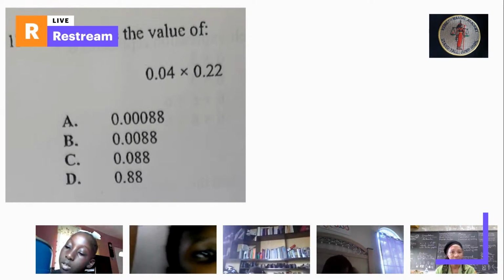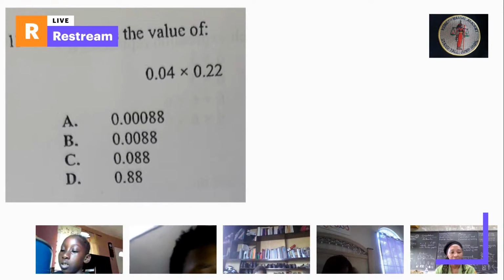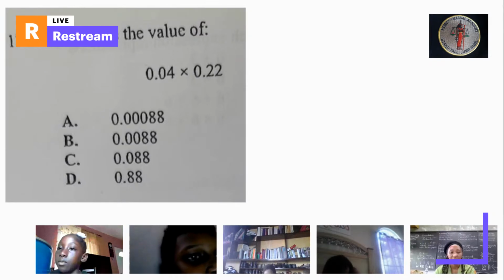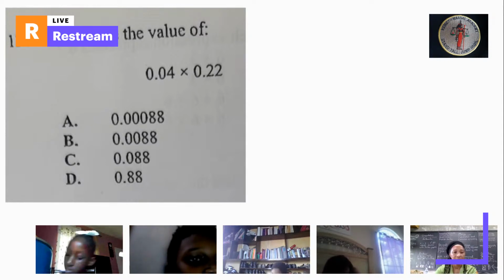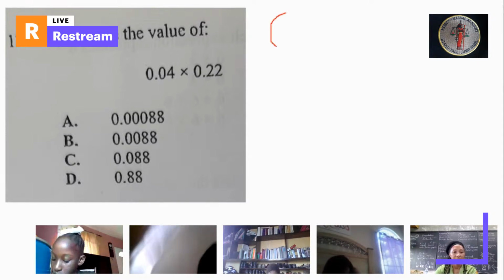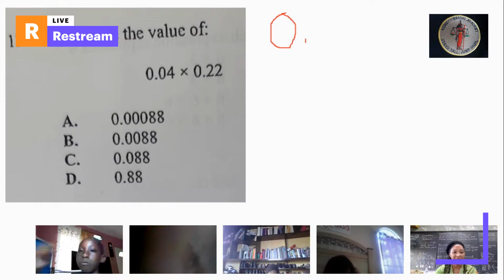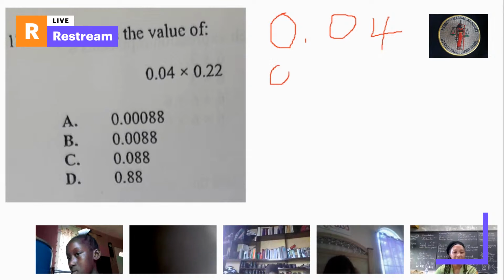This part of the sentence is blocked by the Restream logo. Can you read it? Because I'm doing this on a different device than normally. Calculate the value of 0.04 times 0.22. So work it out here on the screen and tell me what to do.